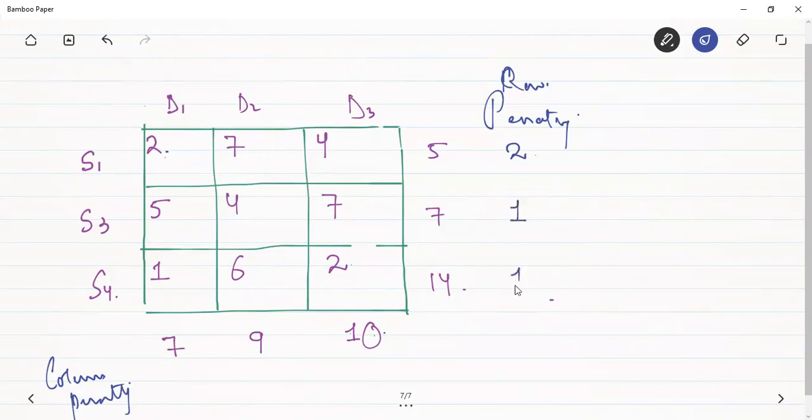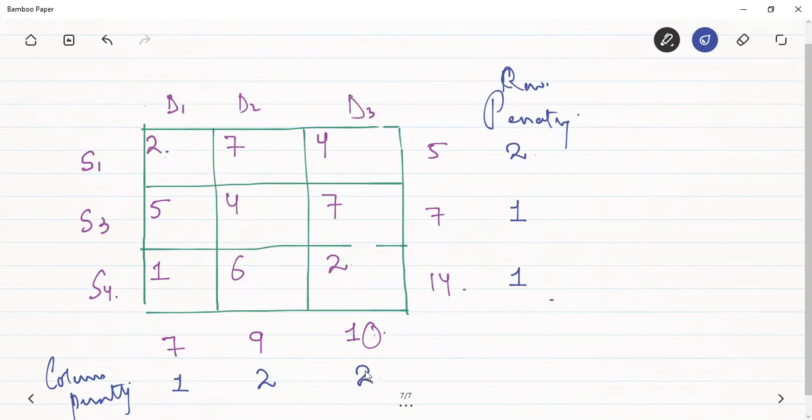1 and 2, the difference here is 1. Now if we talk about column penalties, 1 and 2, the penalty is equal to 1. Here the lowest is 4, next higher is 6, therefore the penalty is 2. Here 2 and 4, the difference between them is equal to 2.